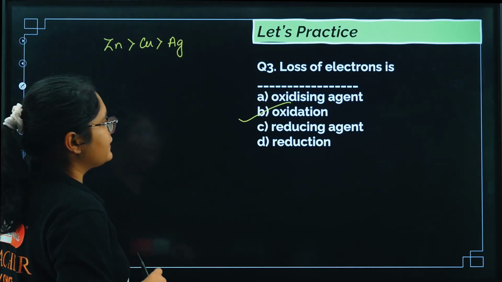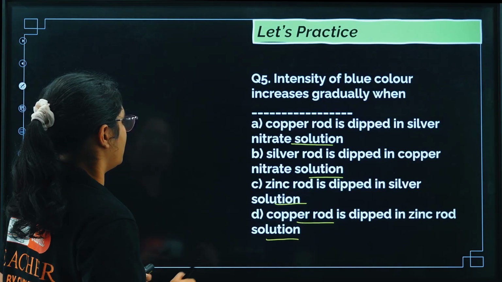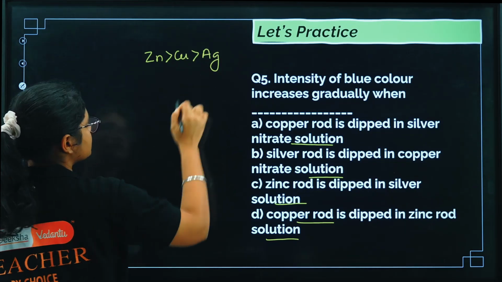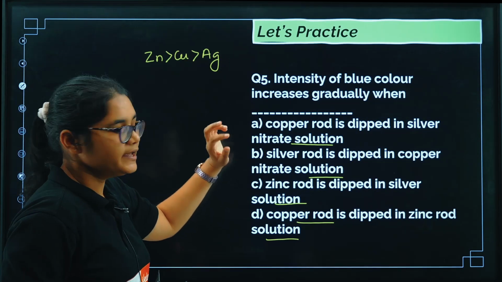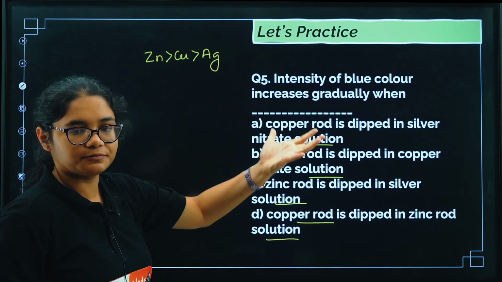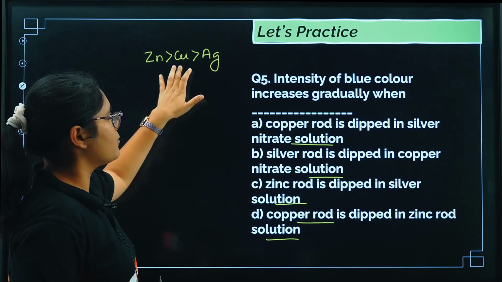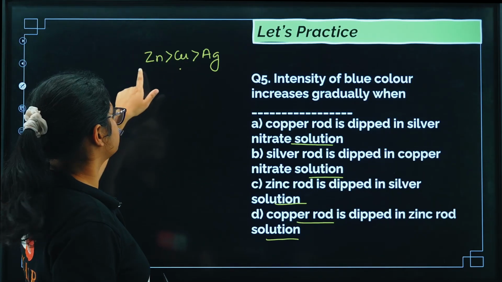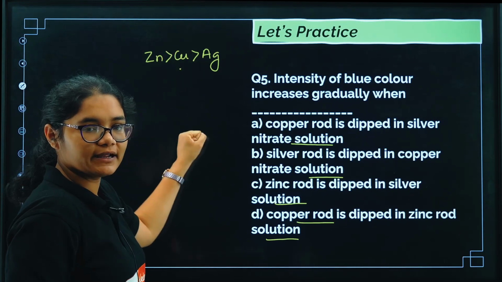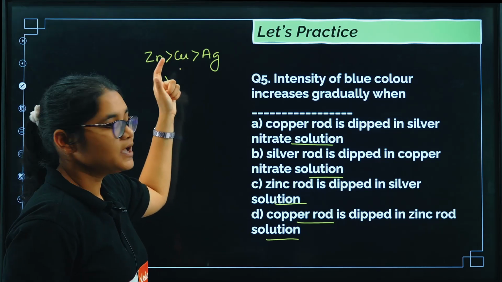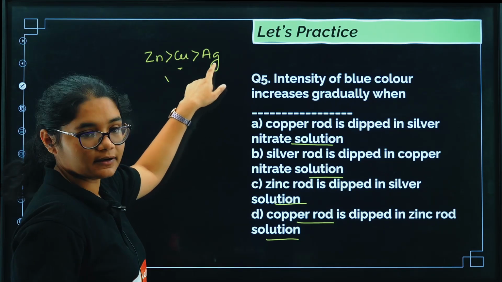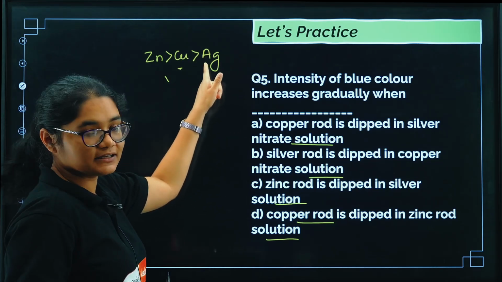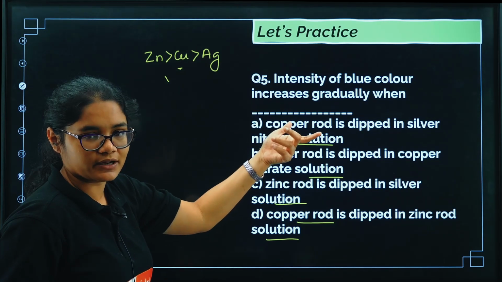So we have zinc, copper and silver. Now we want blue color, so a solution of copper should be forming, then that will give you a blue color solution. Now if zinc is displacing copper, then copper will get deposited and a solution of zinc will form. But if copper is displacing silver, suppose there is silver nitrate, copper will displace silver to give you copper nitrate, which is a blue color solution.